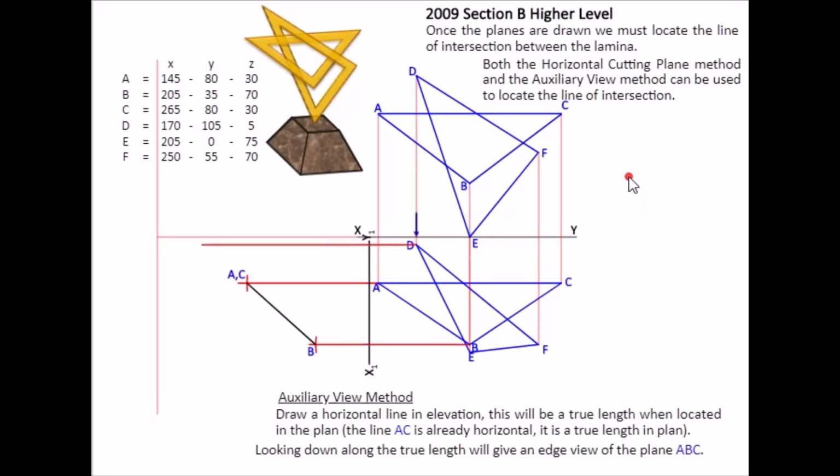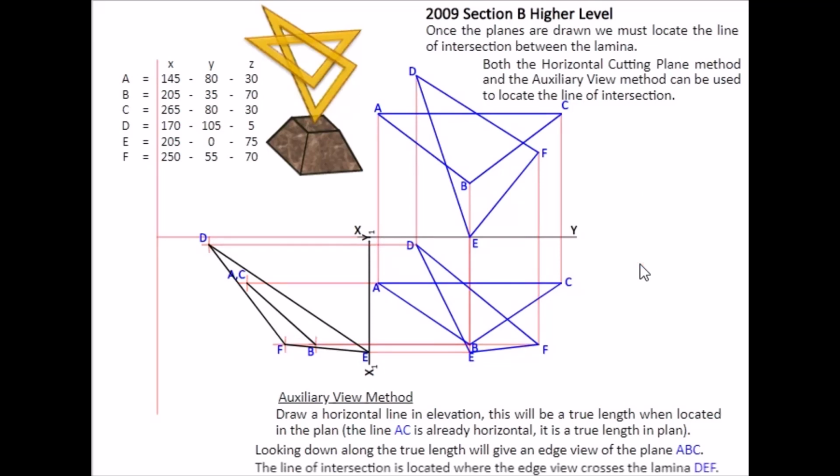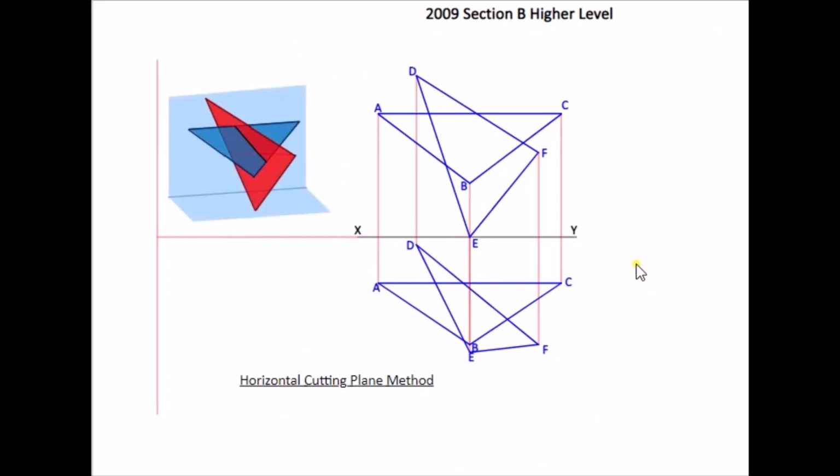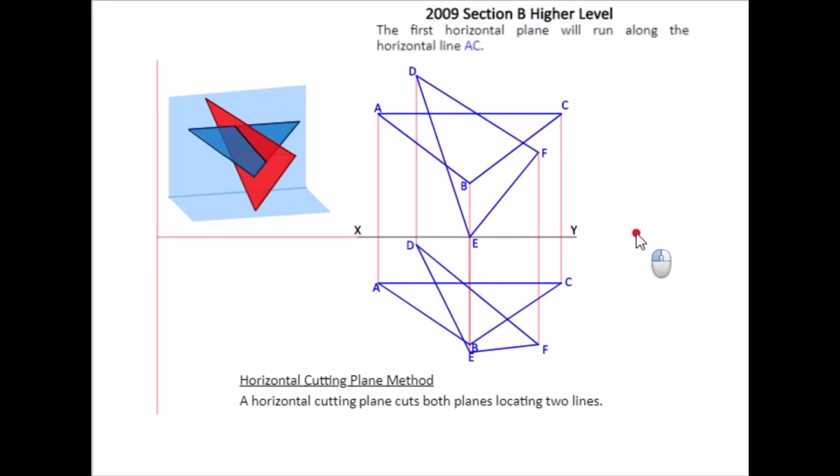If we take a slice looking along one of the edges here, and then finding this view here. Now this is one method to do it. The preferred method that I'd prefer people to use is to use the horizontal method. So using cutting planes that cut across.